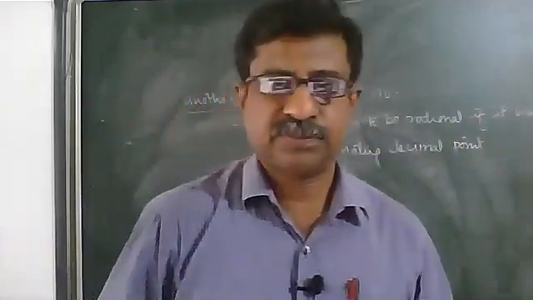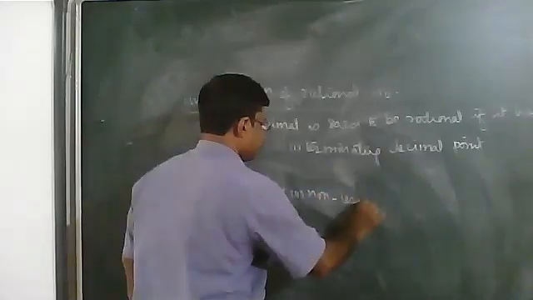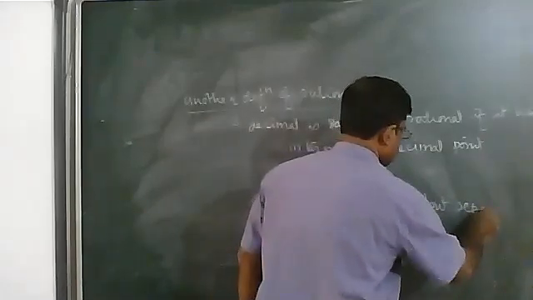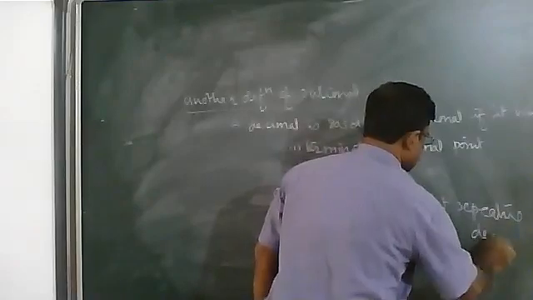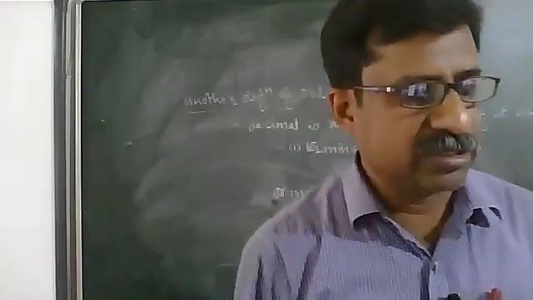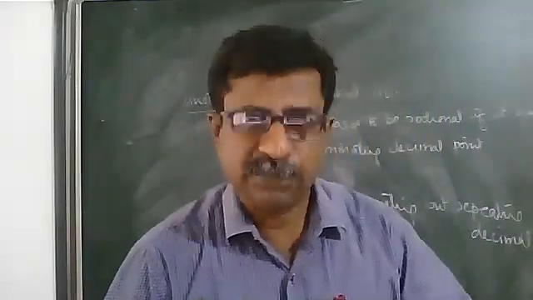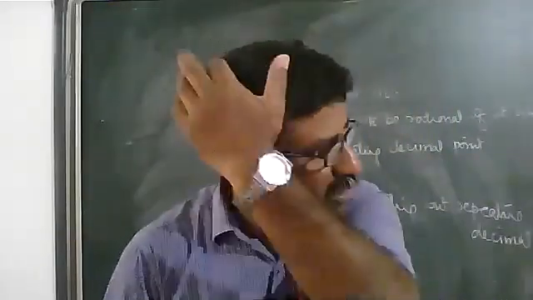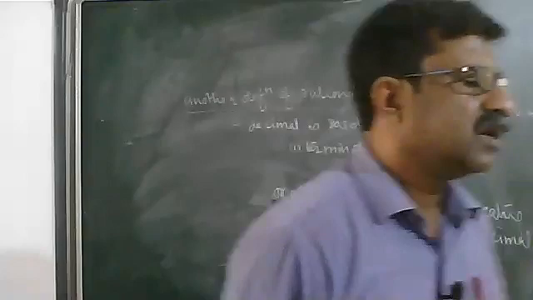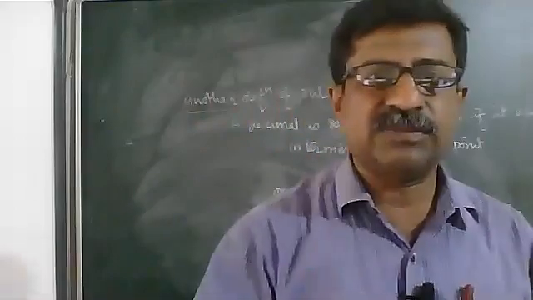Terminating decimal point, or non-terminating but repeating decimal point. Both these numbers are known as rational. Either they should terminate or they should repeat. If they are not terminated, they should repeat. Both these numbers are known as rational numbers. Now, what is the meaning of terminating and what is the meaning of repeating?